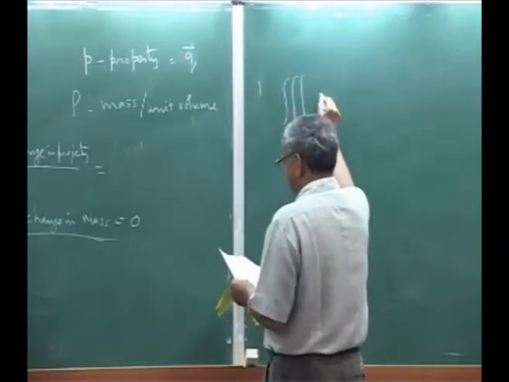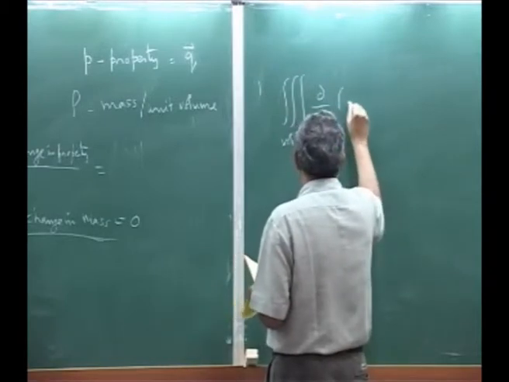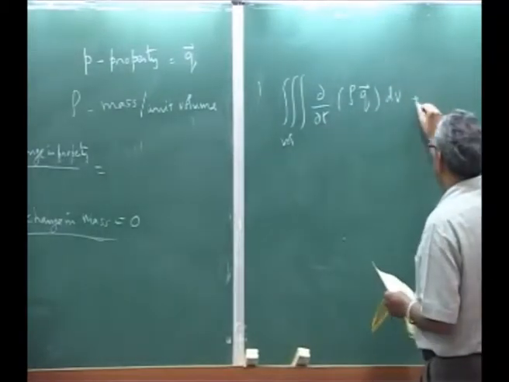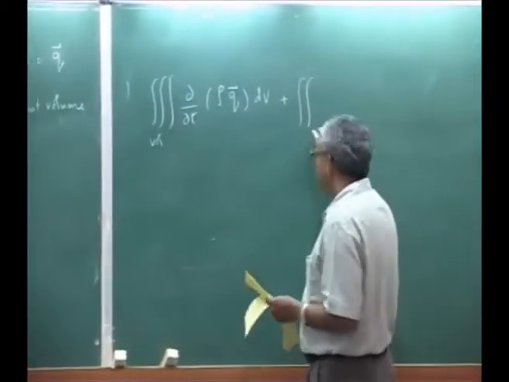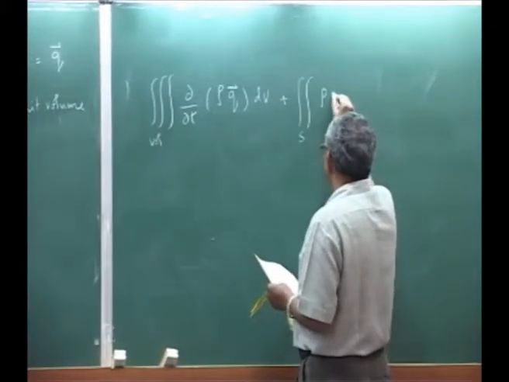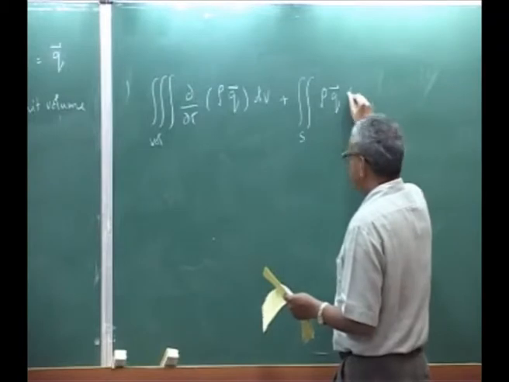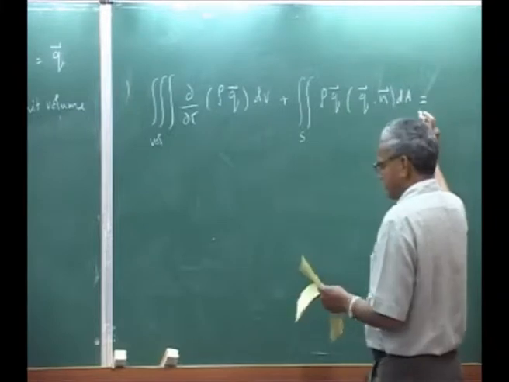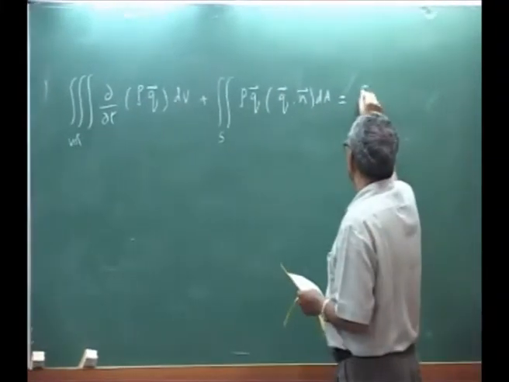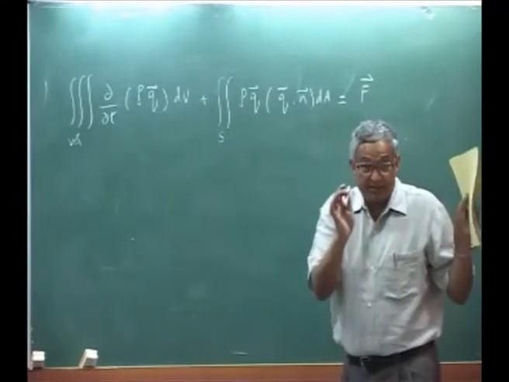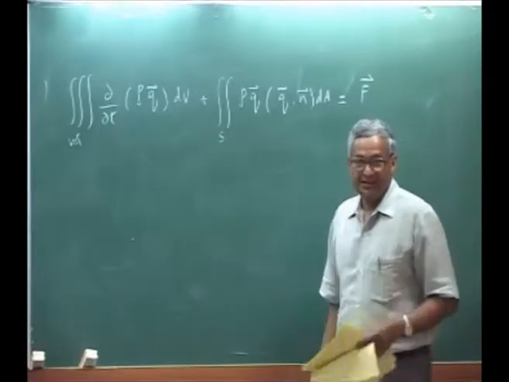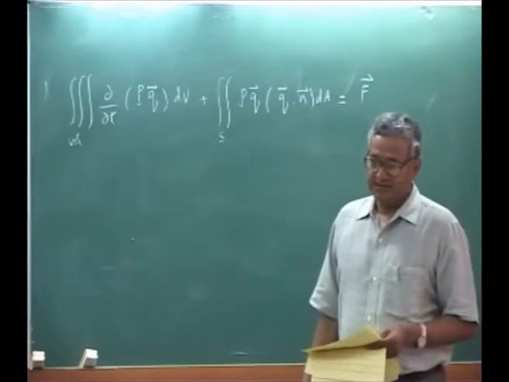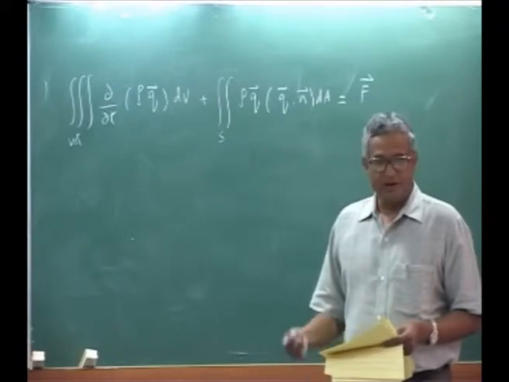this is the volume integral, delta by delta T of rho Q dV plus the surface integral, this is rho Q dot N dA. This is your external force which is acting on that mass. Please understand. The external force you can have as two: one is the pressure, another one is the body force.